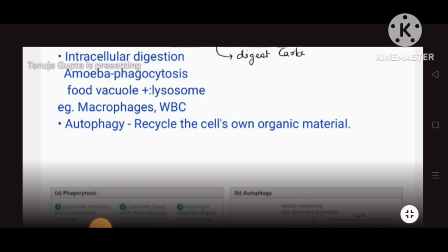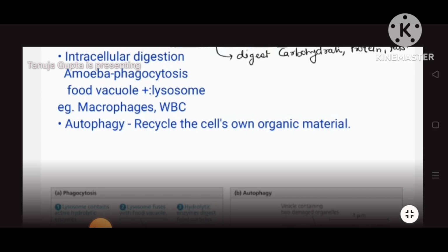Which can digest carbohydrate, which can digest protein, fat. Okay, so these all are things. So such an enzyme which has the ability to digest all these kinds of things has multiple enzymes. Like if it is digesting carbohydrate, it must have carbohydrase. Carbohydrase is an enzyme which digests the carbohydrate.